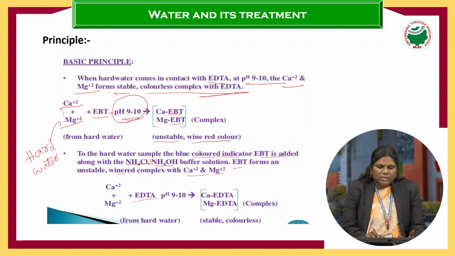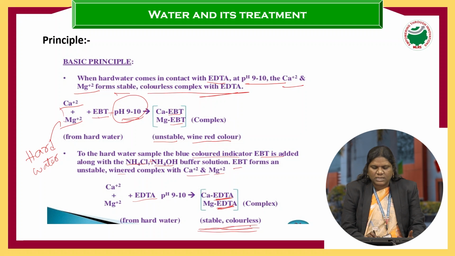What will happen? The EDTA will replace the EBT. The complex formed between the calcium and the EBT is an unstable complex. This unstable complex will be replaced by the EDTA, the chelating complex, meaning the EBT, Eriochrome Black T indicator, will be replaced by the EDTA, which forms complexes with the metal ions like calcium and magnesium. This complex is a stable and colorless complex.